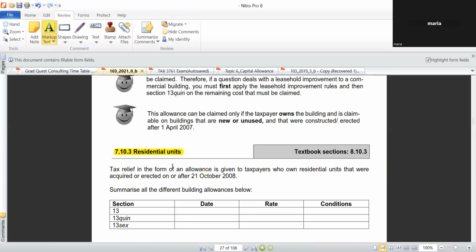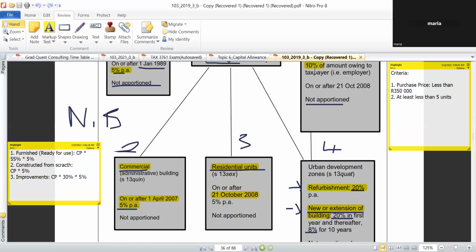Then I want to go to residential units. So you also have residential units here. With residential units, it's simple and pretty straightforward.